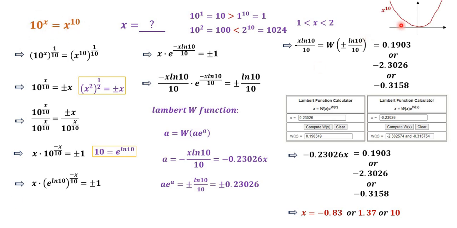So let's bring up the graph of these functions on both sides of the equation. So right here, this is the graph of x to the power of 10, and this is the graph of 10 to the power of x. You will see there are three intersections of the functions on both sides of the equation. There are three solutions for this equation. So one negative and two positive solutions.